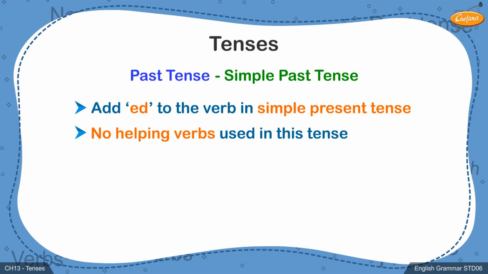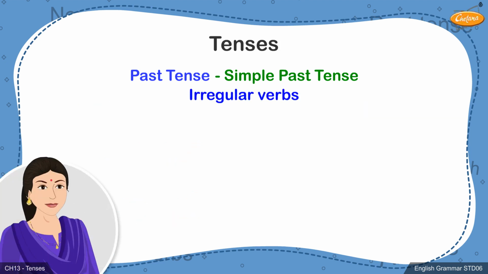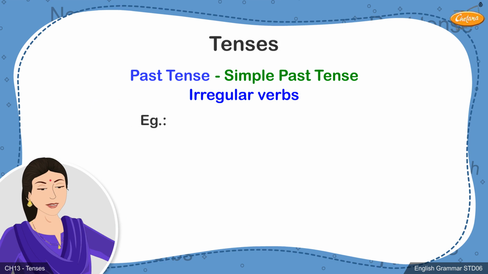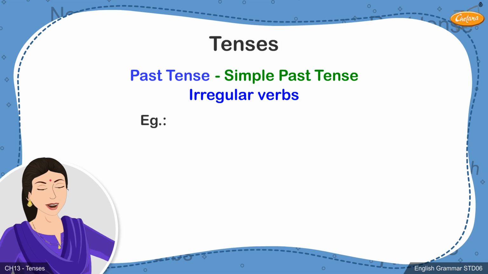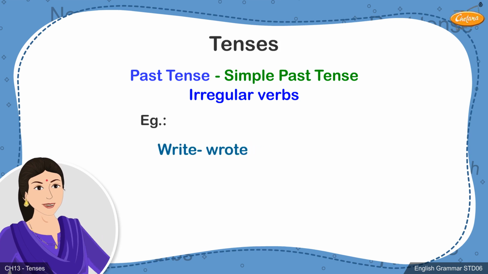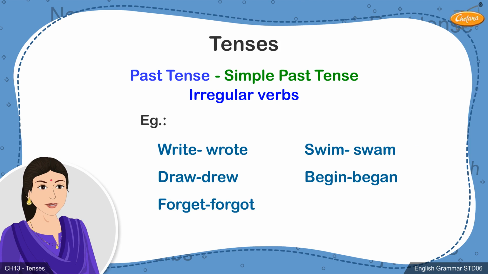For example, wash, washed; paint, painted; shift, shifted. As you easily notice, an ed has been added to the verb. However, there are certain irregular verbs to which you cannot add an ed. For example, verbs like write, draw, forget, etc. are irregular verbs. Their past tense forms are write, wrote; draw, drew; forget, forgot; swim, swam; begin, began.